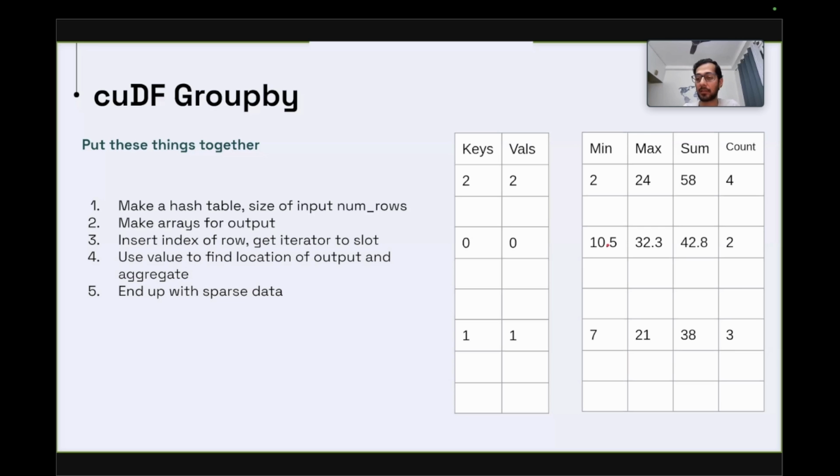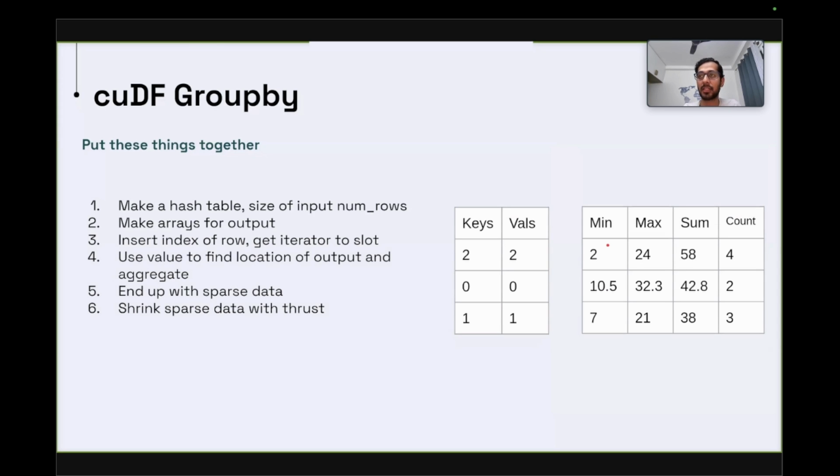Eventually, you put in all your values and you end up with sparse data. Now you can basically use thrust to shrink that sparse data. You use thrust to figure out all of the empties in the hash map slots and remove them, so you can use a copy if.